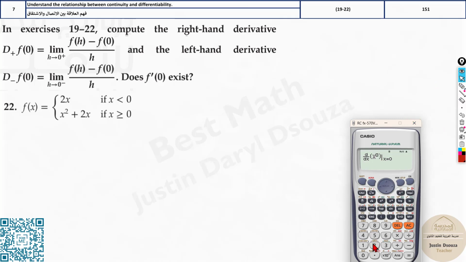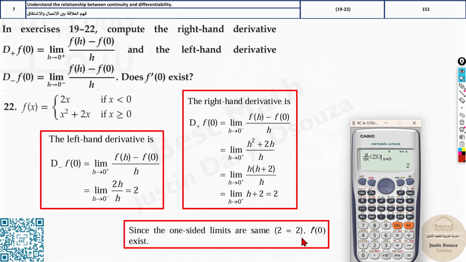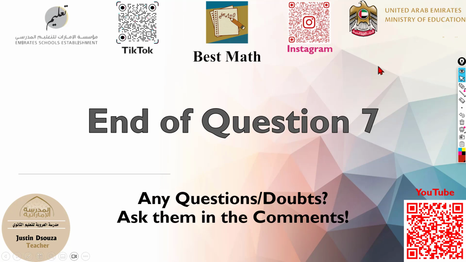Now I'll do the second one first. x squared plus 2x, that at 0 is 2. What about the above one? Yes, it's going to be the same thing, right? 2x is 2. So both the answers are the same. That's the main thing. Since both the one-sided limits are the same, we can tell it exists. And that's the end of question 7, which is a very simple and easy question.